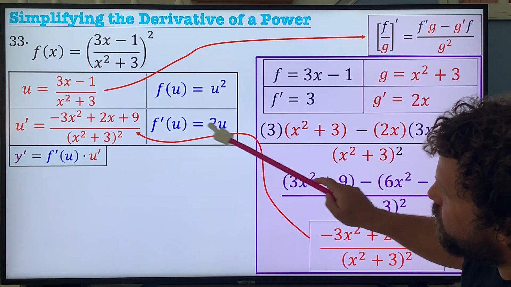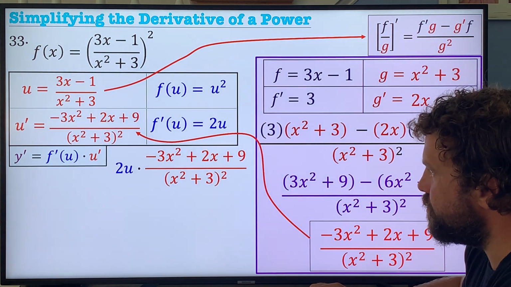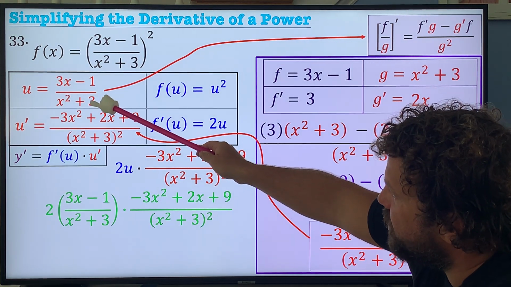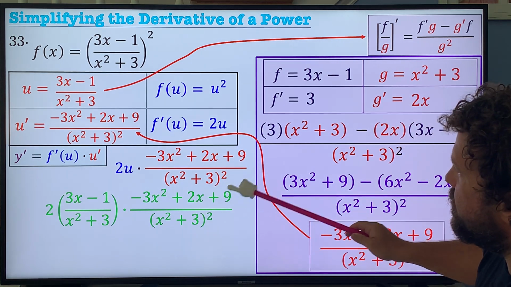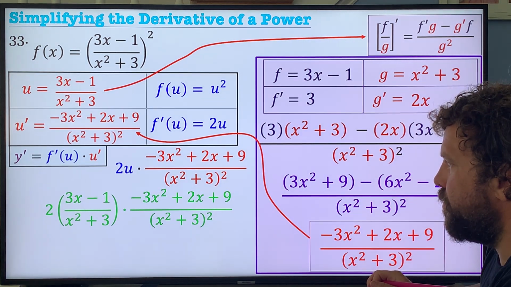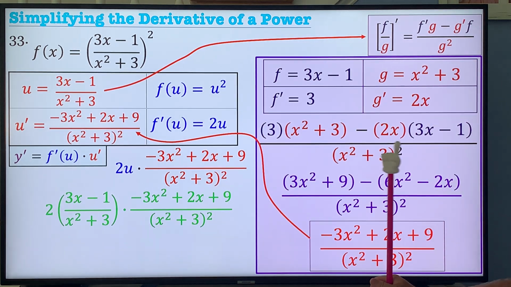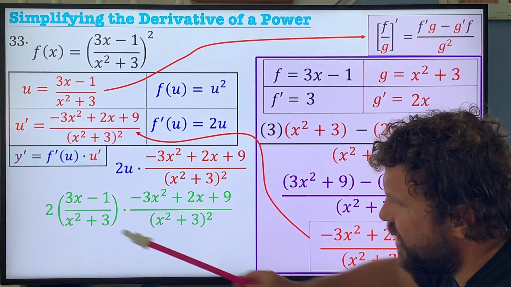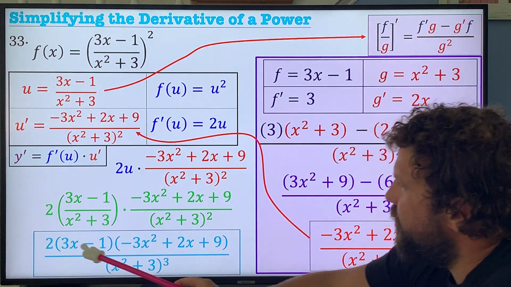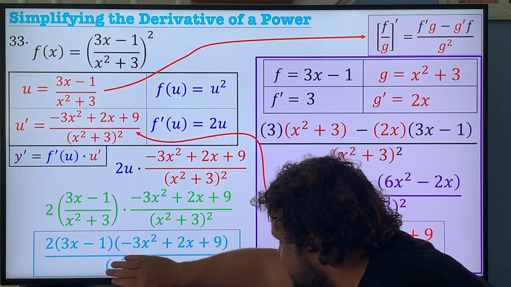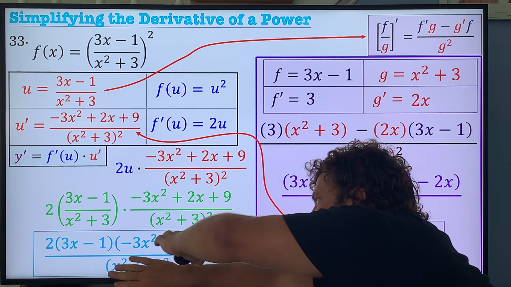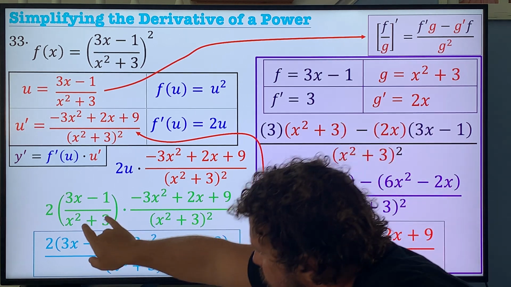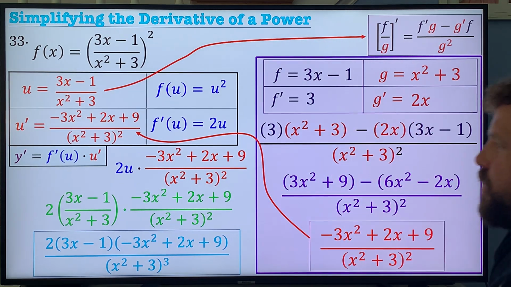F prime u times u prime. 2u times all this stuff. All right? 2, my u is this, 3x minus 1 over x squared plus 3, right? Times u prime. Now, I'm going to do one simple solution. What is the easiest thing here to do? I'm not even going to distribute that 2. I'm going to leave the 2, 3x minus 1, times negative 3x squared plus 2x plus 9, all in the numerator. But look at x squared plus 3 and x squared plus 3 squared. 1 plus 2 is 3, I can just raise it to the third power.